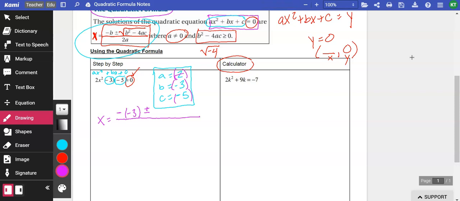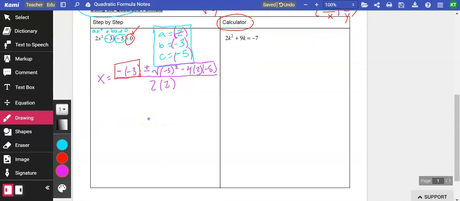Then we finish with the square root of b squared, so in parentheses b, and then squared outside the parentheses, minus 4 times a times c. And then on the bottom is just 2a, so 2 times 2. All right, now let's start simplifying this.